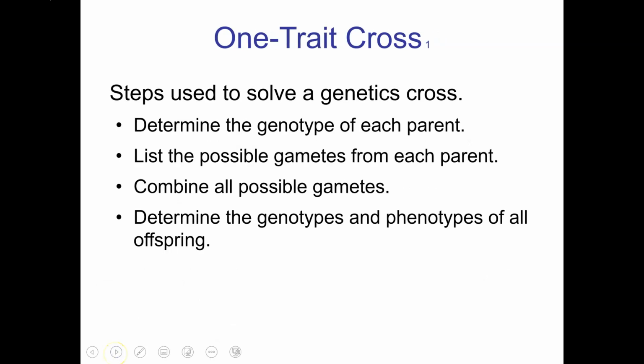So let's look at what that looks like. When you're doing a test cross, number one, determine the genotype of the parent. That's the first thing you have to do. Then list the possible gametes from each parent. Combine all of these possible gametes and then determine the genotype and phenotype of the offspring. So these are the steps to do a test cross, or to do a Mendelian cross.